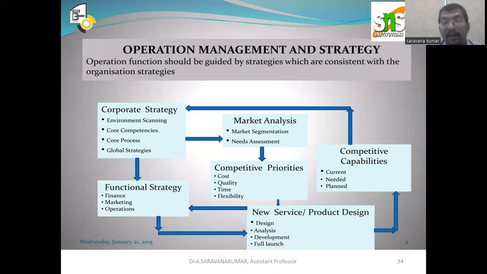That is market segmentation, need assessment, then competitive priorities: cost, quality, time, and flexibility. It will be converted to the new service and product design, analysis, development, and full launch. Then competitive capabilities: current, needed, and also what we plan. So these are the things covered under operation management and strategy.